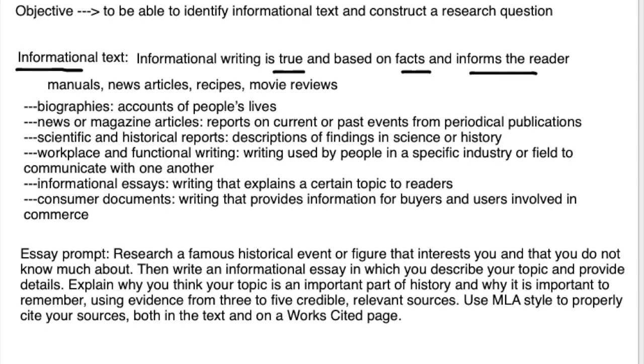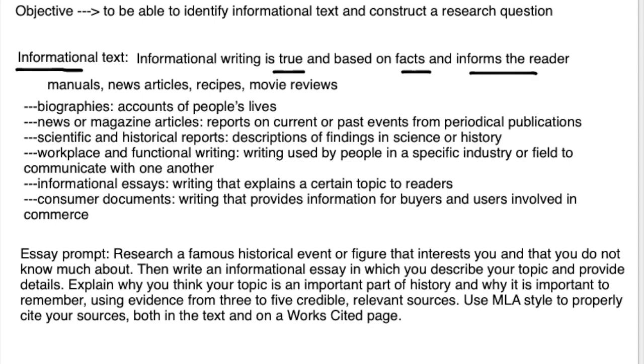Secondly, we have listed a few ideas of things that qualify as informational text. These are things that you probably use daily: manuals, news articles, recipes, movie reviews. I use recipes all the time. If you are cooks or you have parents or siblings who are cooks, you might find that they use recipes all the time. But then we also have biographies. I already mentioned news articles. So if you ever look at the news on your phone or on the computer, or maybe you still subscribe to a print newspaper, scientific and historical reports, workplace and functional writing.